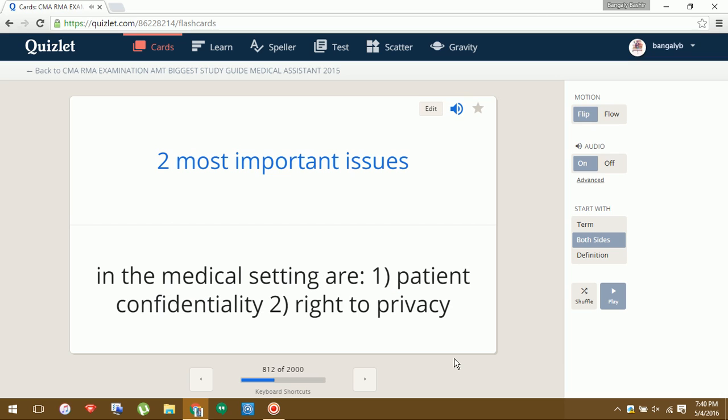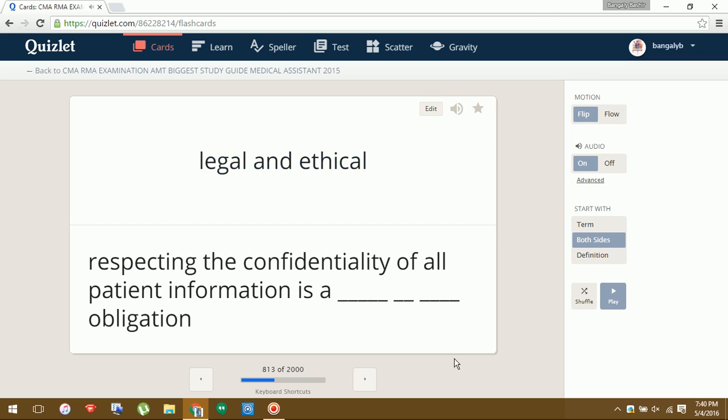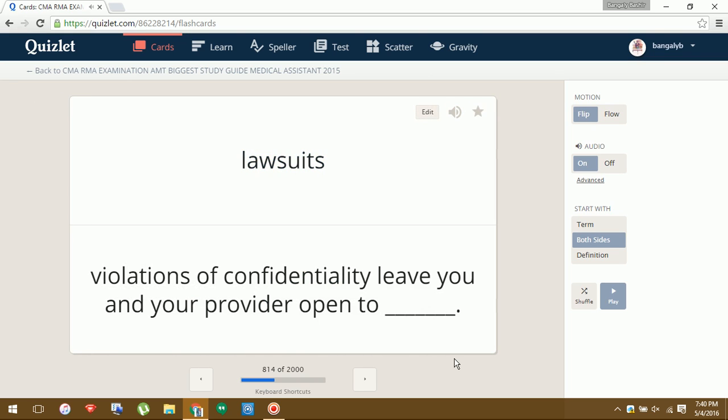Two most important issues in the medical setting are: 1. Patient confidentiality, 2. Right to privacy. Legal and ethical. Respecting the confidentiality of all patient information is a legal and ethical obligation. Lawsuits. Violations of confidentiality leave you and your provider open to lawsuits.